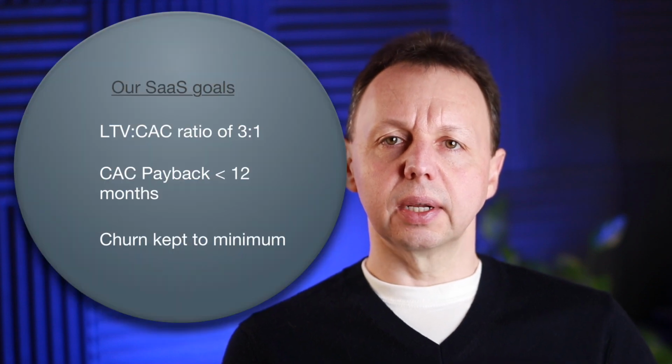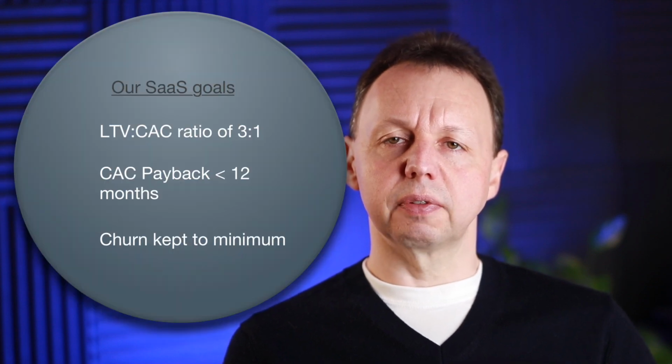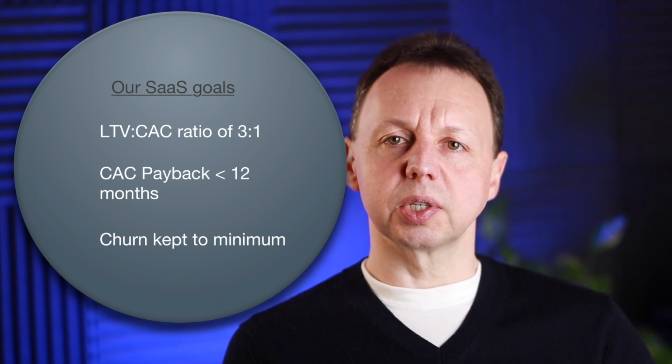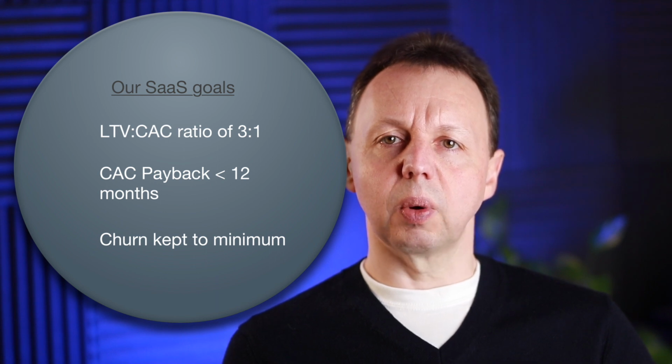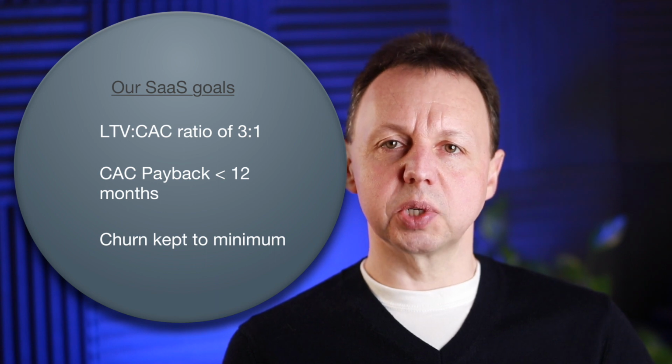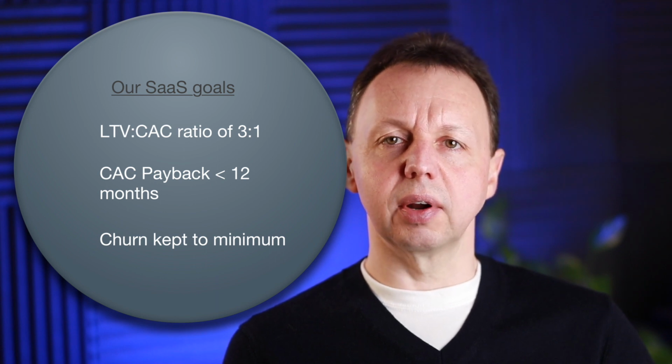So let's summarize the metrics that you as a SaaS marketer will use. You want an LTV to CAC ratio of 3:1 or higher. You want a customer acquisition cost payback within 12 months. That is, you want to recover the cost of acquiring a customer in 12 months or less. Finally, you want to keep churn to a minimum, as churn directly affects your lifetime value and will wreak havoc on the growth of your SaaS business.